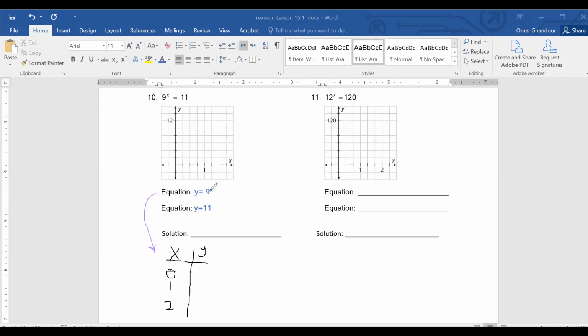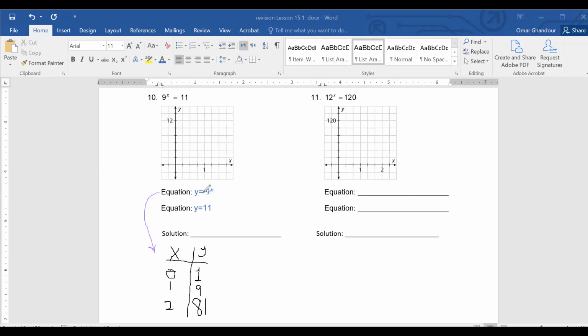Let's put 0 in here. 9 power 0 is 1. And then let's put 1. 9 power 1 is 9. And then let's put 2. 9 power 2 is 81. Right? And then let's put the points.